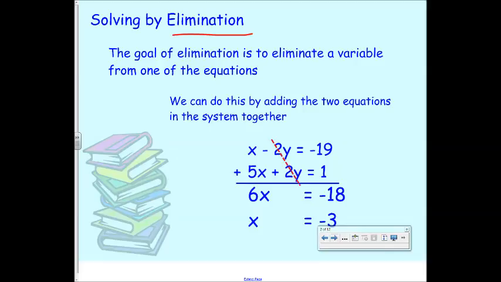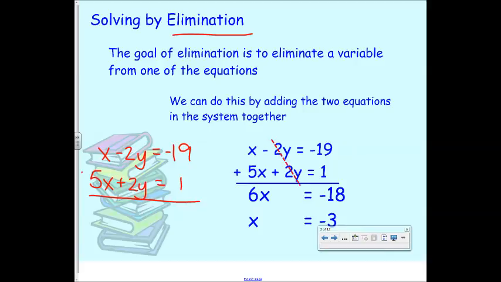So elimination is basically like trying to get rid of something or take something out. Solving an equation by elimination is basically trying to get rid of one of the variables so that it becomes a lot easier. So take a look at this system of equations right here, and I'm going to rewrite it. If I have x minus 2y equals negative 19, and 5x plus 2y equals 1, instead of looking at it like 2 separate equations, I want you to look at it like one big problem. I want you to look at it like an addition problem.